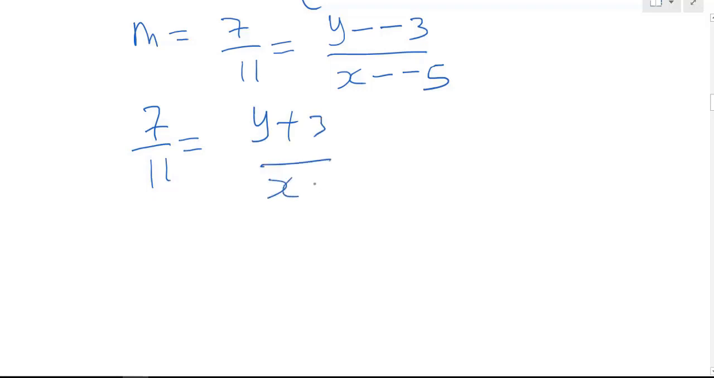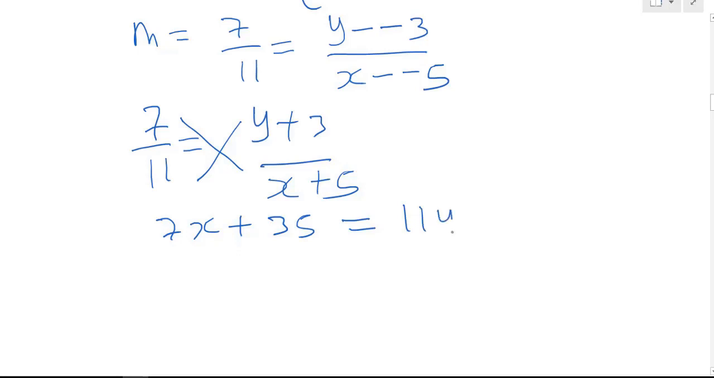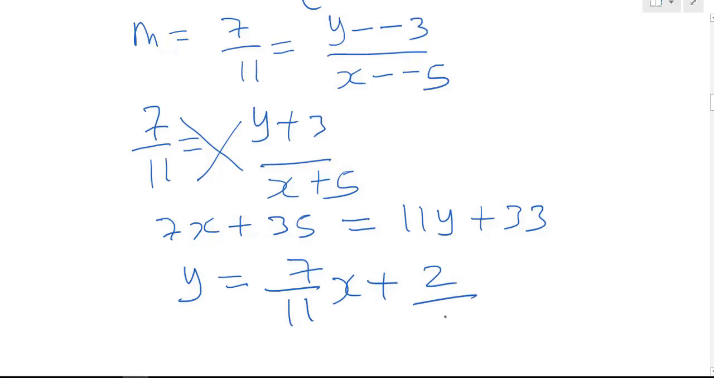all over x plus 5. We rearrange the equation so that it is in the form of y equals mx plus c. We cross multiply the denominators, and that will give us 7x plus 35 equals 11y plus 33, and if we make y the subject of the formula, we get y equals 7 over 11 x plus 2 over 11.